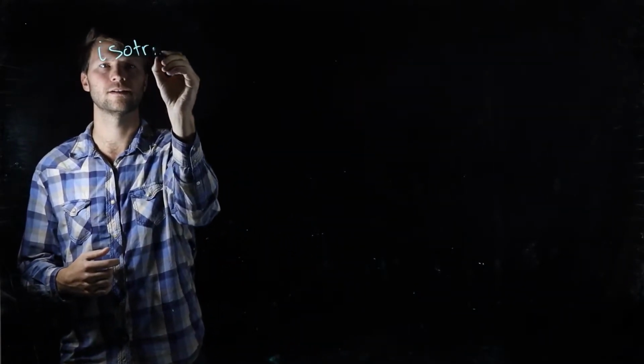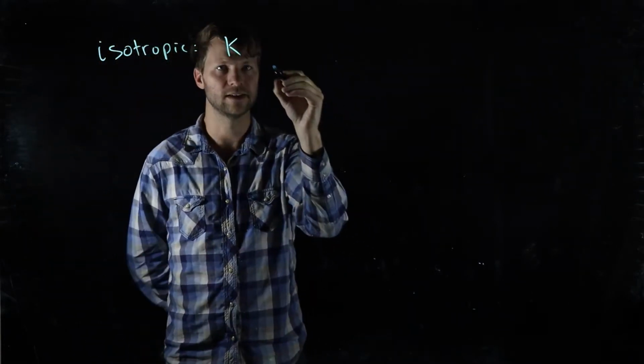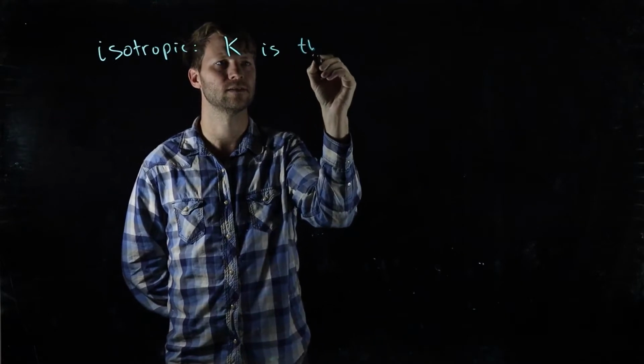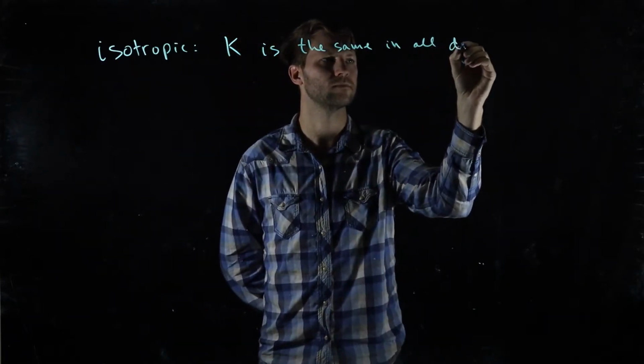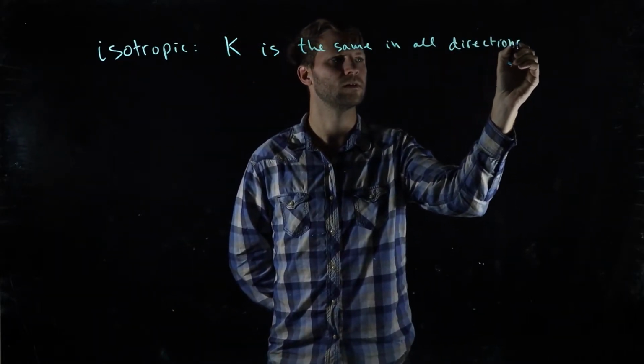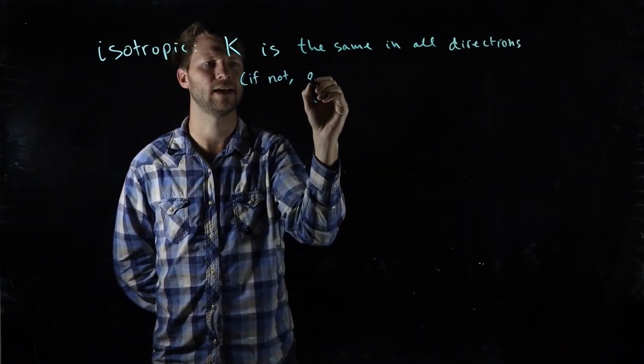If the value of hydraulic conductivity in an aquifer doesn't change depending on which direction you're considering, that's considered an isotropic aquifer. And if not, it's an anisotropic aquifer. So in an isotropic aquifer, K is the same in all directions. And if not, then it's anisotropic.